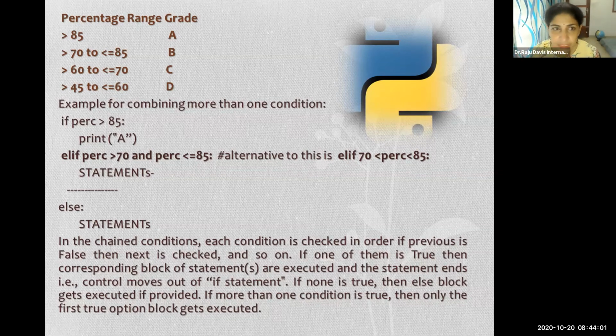So these are the conditions given. This is a different type of condition, not like your earlier conditions. If the percentage is greater than 85, the student's grade is A. If it is greater than 72, less than or equal to 85, then B. Greater than 62, less than or equal to 70, grade is C. Greater than 45, to less than or equal to 60, then the grade is D. So how many conditions are here in manual?